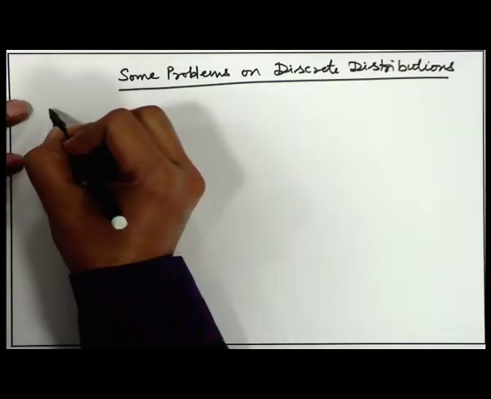Today I will solve certain problems on the discrete distributions, including some problems on the binomial distribution. So, let us start with some of the problems.